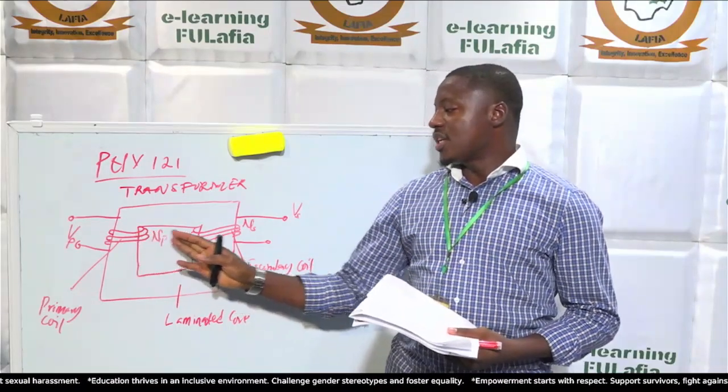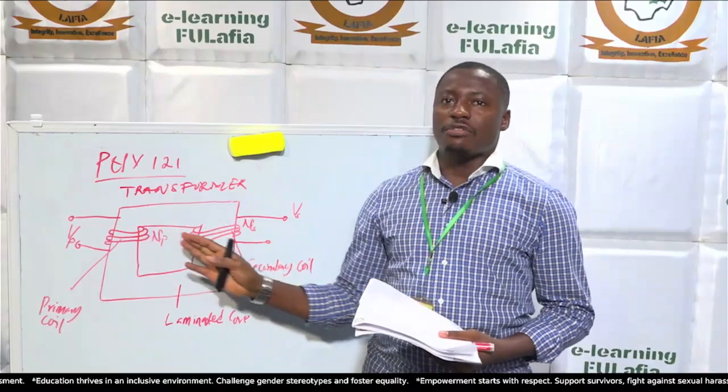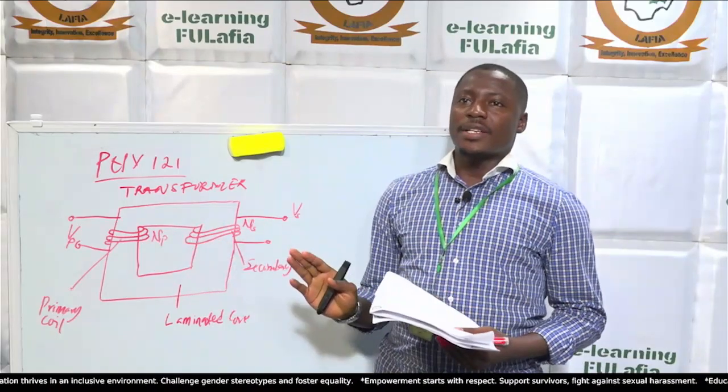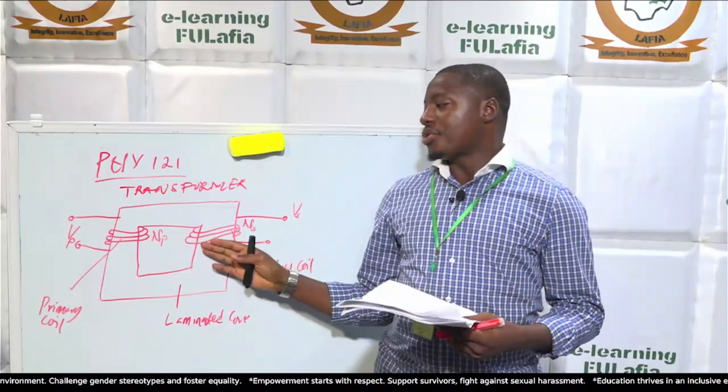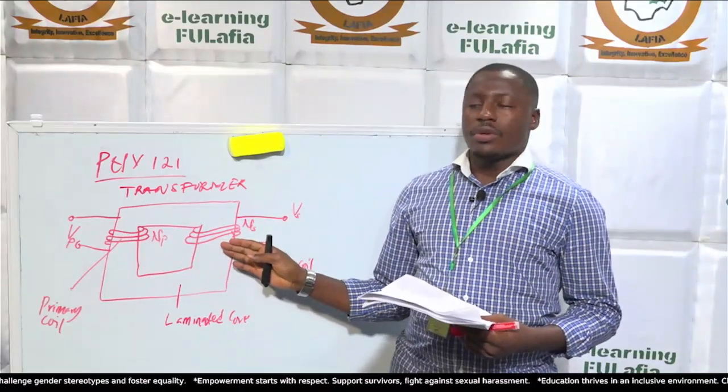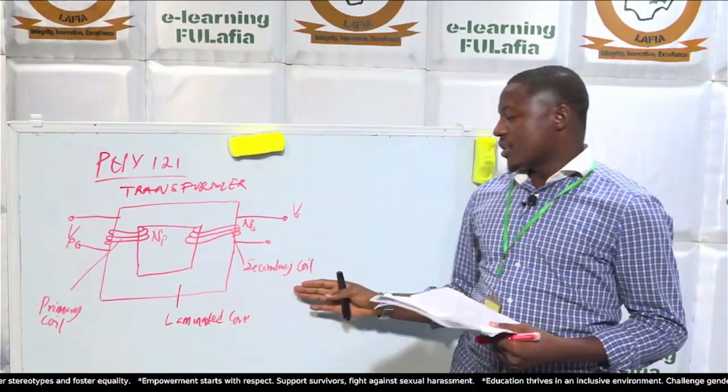They use it to wind, and the number of turns on the transformer are basically counted. It depends on whether the transformer is a step down or step up. That will determine how the number of turns will be wound. We have the primary coil, and we have the secondary coil.